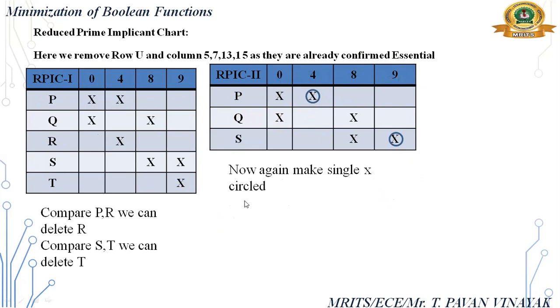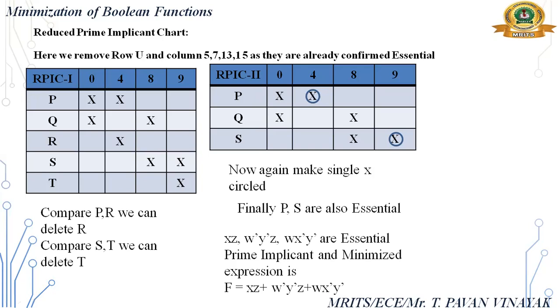Okay. So what are the essentials now? P, S, and previously U is essential. So only 3 terms, U, P, and S, are essential. So finally, the essential prime implicants are XZ, W bar Y bar Z, W X bar Y bar. So the final minimized expression is XZ plus W bar Y bar Z plus W X bar Y bar. Like that you have to perform minimization. This is the final expression.